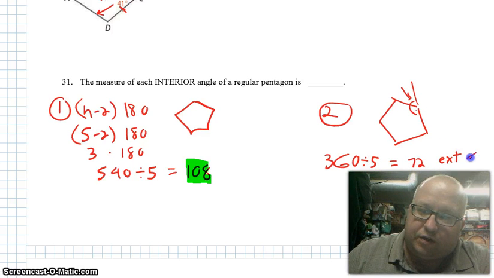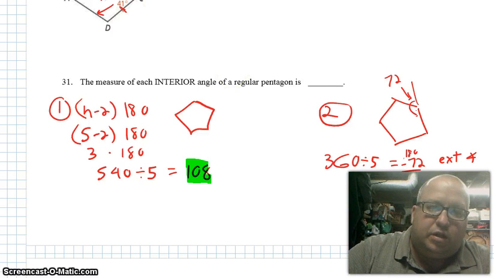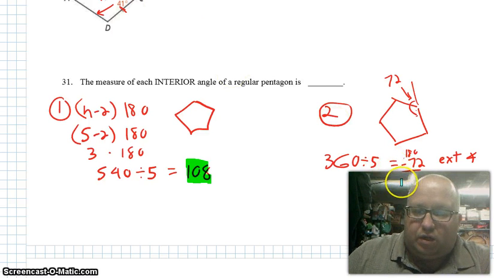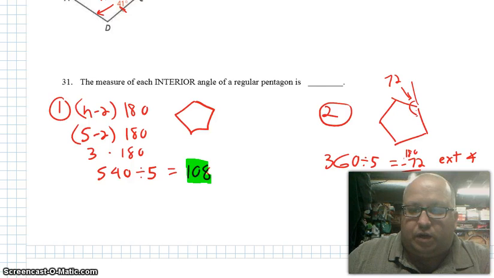Now that's an exterior angle. That's 72 right there. Well, then you know with 180, it has to be whatever adds to 180. So 180 minus 72, and it's 108. Doesn't matter which way you do it. You can find it either way, whatever's easier for you.